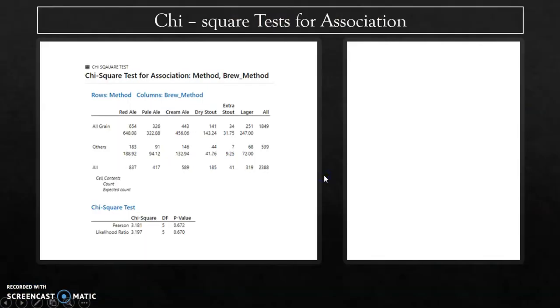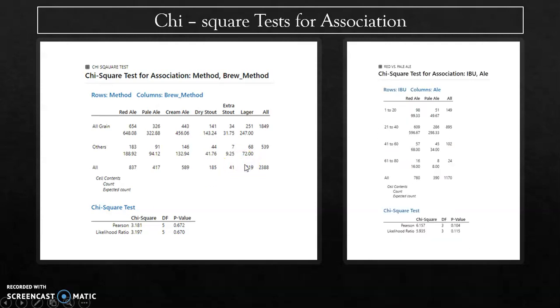Next are the chi-square tests for association. The first one is to check the ratio of brew methods among beer styles. Here, as you can see from the p-value, there is no association. Hence all beer styles have a similar ratio for brewing with all grain versus any other method.